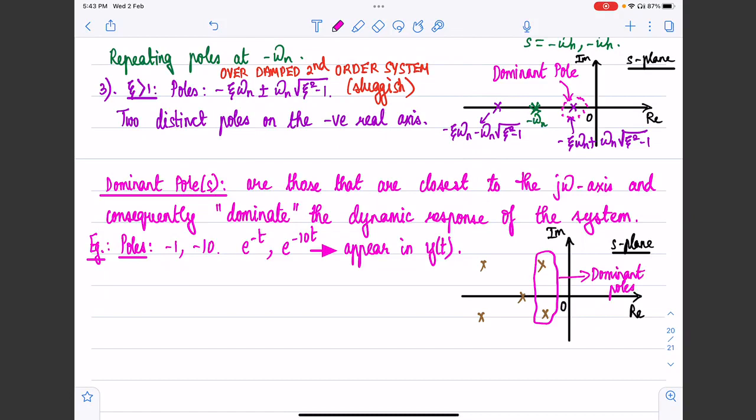And it so turns out that even if you have higher order systems, in real life, the dominant dynamics can be approximated as a first order or a second order system. So that is why we essentially always look at the response of first order and second order systems to come up with performance metrics. It makes sense for us to do.